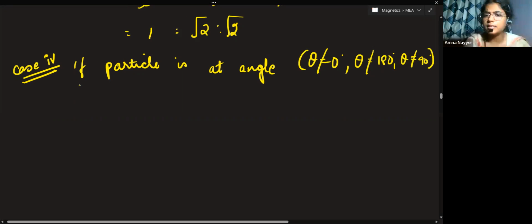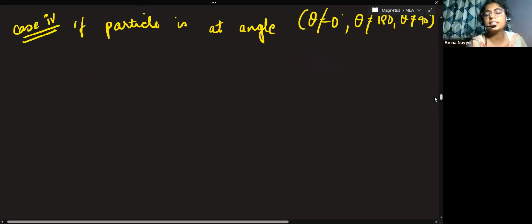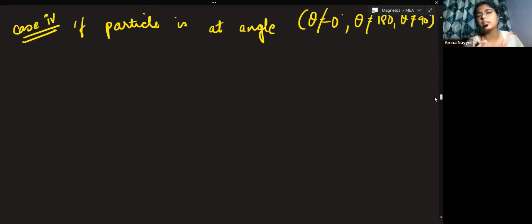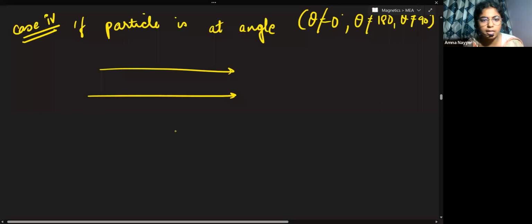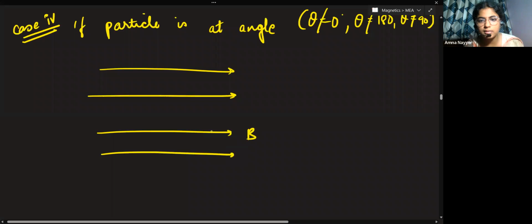Now this is the last case, the last topic for today. Here the particle is at a random angle. So instead of taking it either like this or that, I'm just taking it at a random angle. So let's say these are the magnetic field lines.